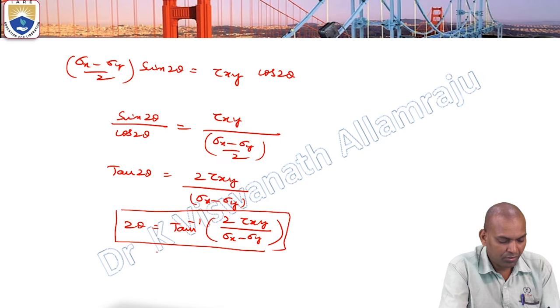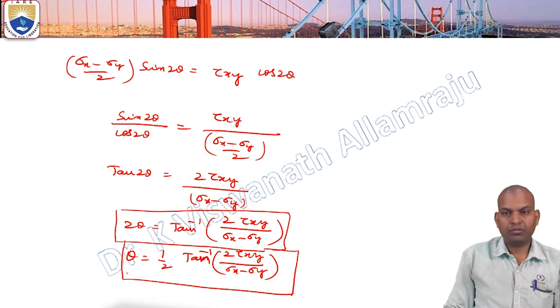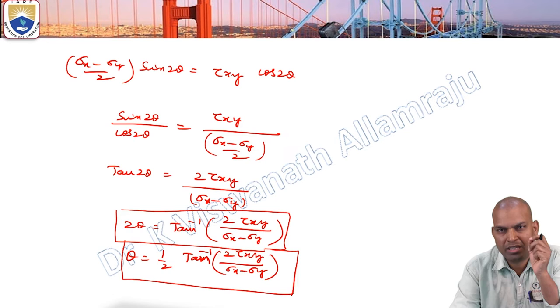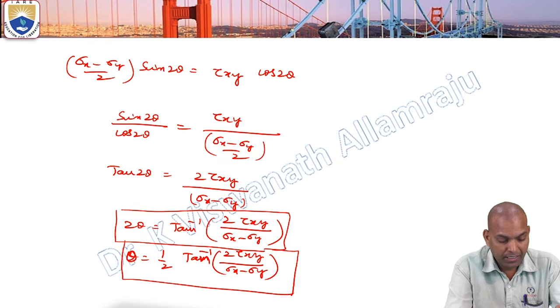Then theta equal to 1 by 2 times tan inverse of 2 times tau xy by (sigma x minus sigma y). This theta is the angle of the principal plane, the angle of the oblique plane. Okay. After calculating this theta, substitute back.